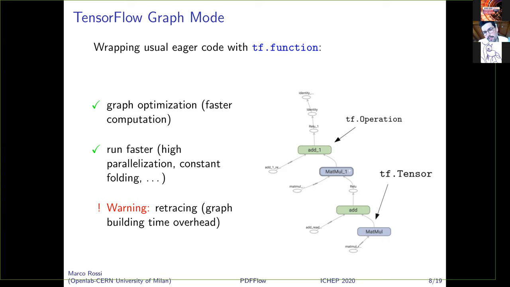A TensorFlow graph is a set of operations, TensorFlow operations, as nodes, as you can see in the picture. They are connected by edges where tensors flow between them. The graph is really parallel and is really faster compared to the eager mode. The only caveat to keep in mind when triggering this process is that some time is taken when building the graph the first time, so when calling the code wrapped with the tf.function for the first time.